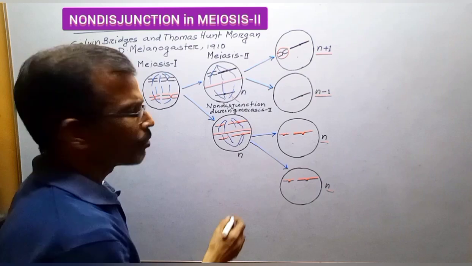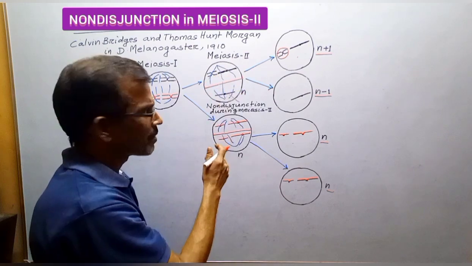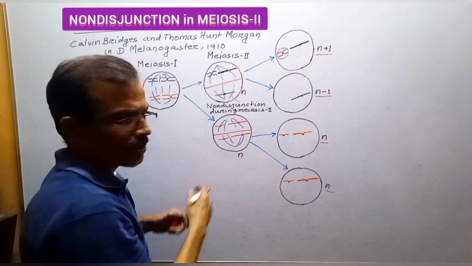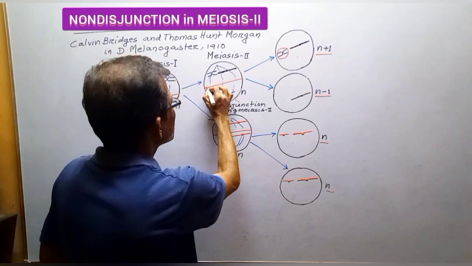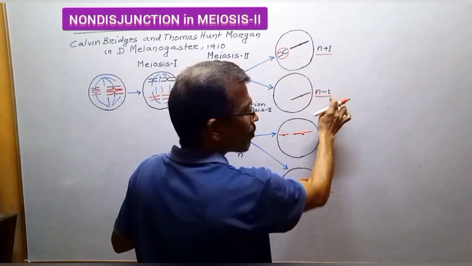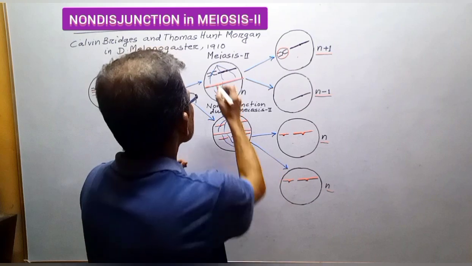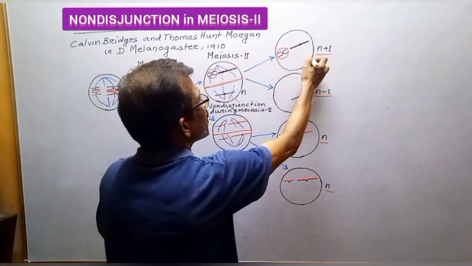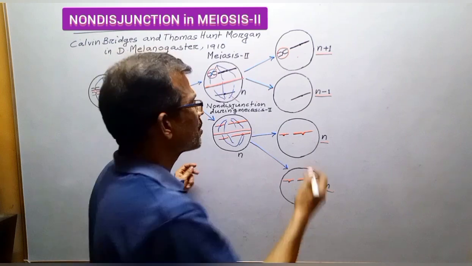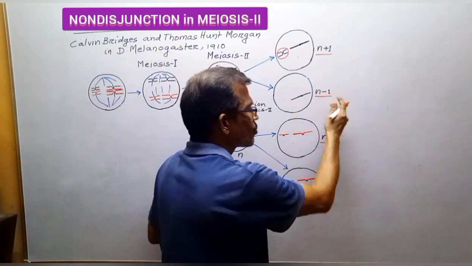In the other daughter cell, which is formed at the end of Meiosis 1, these two sister chromatids fail to separate. So both of them move to one pole, whereas the other chromosome is equally distributed. When the cell divides in Meiosis 2, out of two daughter cells, one cell will have n-1 chromosomes and the other cell will have n+1 chromosomes. Because this pair of sister chromatids remains in one daughter cell, it will have n+1 chromosomes. Whereas the other daughter cell from which the sister chromatid is missing will have n-1 chromosomes.